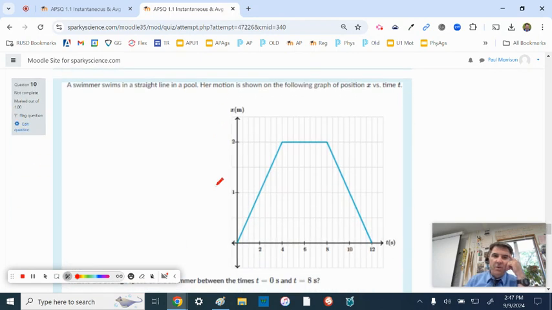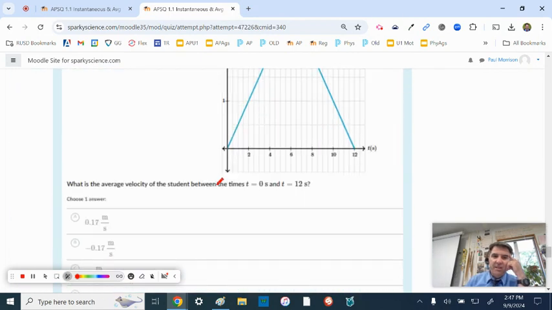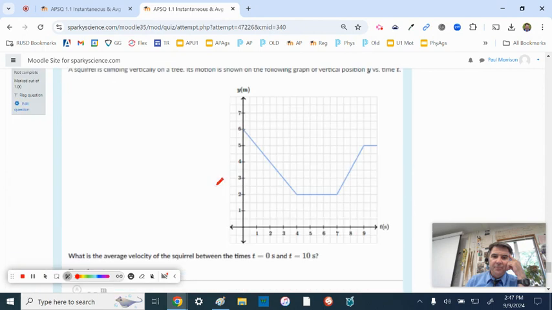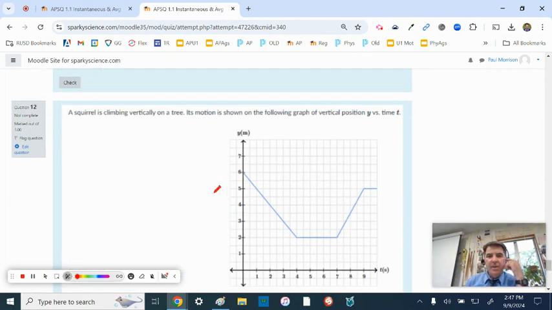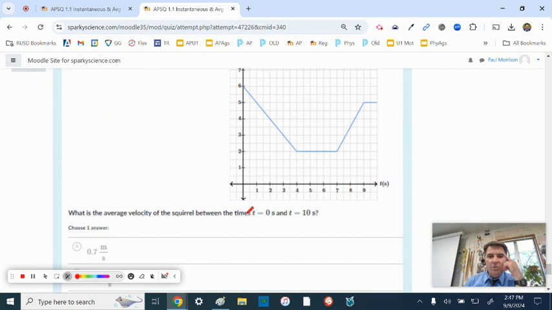Still not finding a harder one. And that's 10, 11, 12. Come on, give me a hard one. Squirrel. Okay, squirrel's usually the hard one. Squirrel, and we want to know 0 to 10, and we want to know average velocity. What? It didn't give me any.